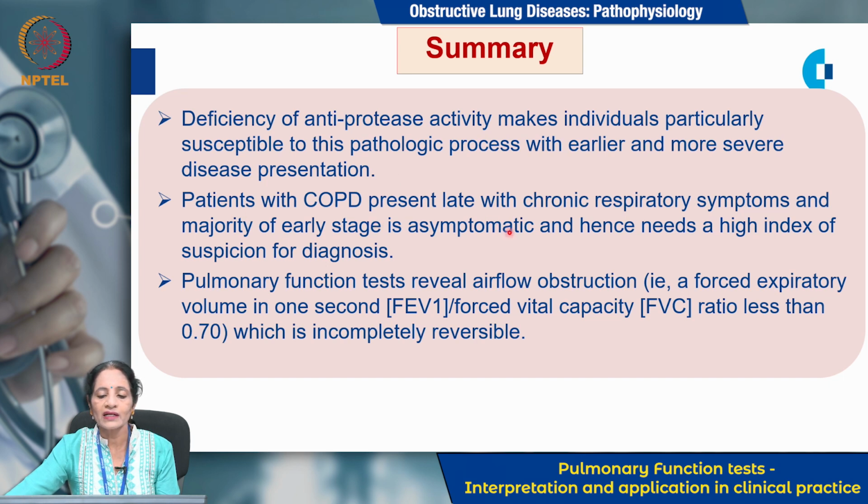Patients with COPD present late with chronic respiratory symptoms, and the majority in the early stage are asymptomatic. That is why it becomes very important to diagnose at an earlier stage, and hence needs a high index of suspicion for diagnosis. Pulmonary function tests reveal airflow obstruction, that is, the forced expiratory volume in 1 second, FEV1, over the forced vital capacity, FVC. If the ratio is less than 0.7, it is considered a diagnostic or suspicious marker for chronic obstructive pulmonary disease, which is incompletely reversible. So, with this I finish the entire pathogenesis of chronic obstructive lung diseases, including chronic obstructive pulmonary disease.